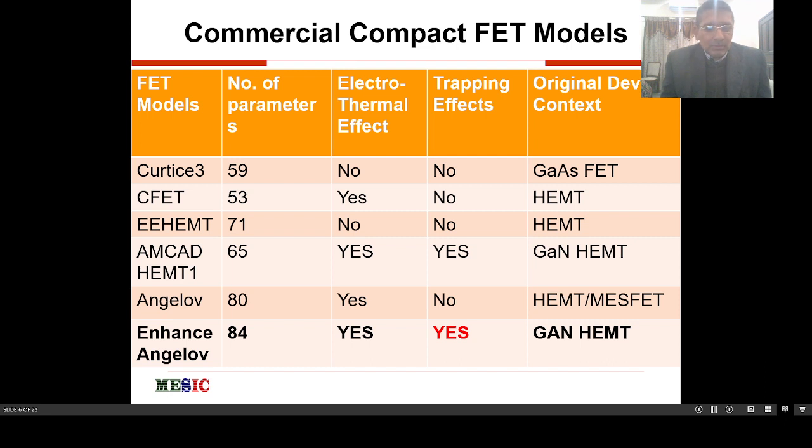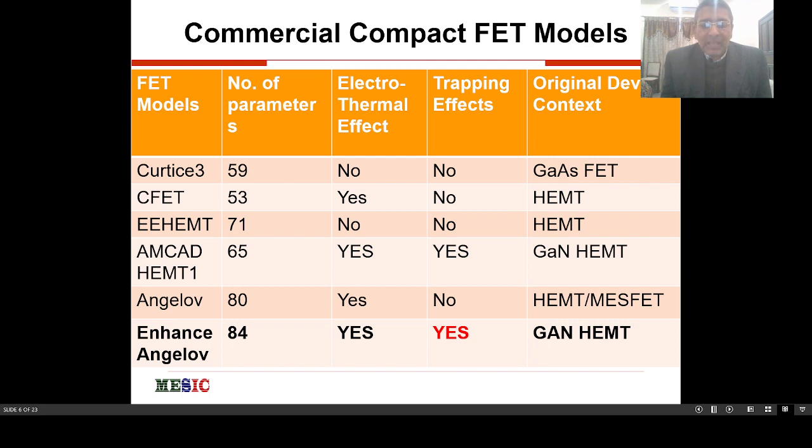Then a new one just came 5-7 years ago, MCAD, by a French company. It has number of parameters 65. It has electrothermal, it has thermal trapping effect. It has both effects, and it is very good as for the gallium nitride HEMT.